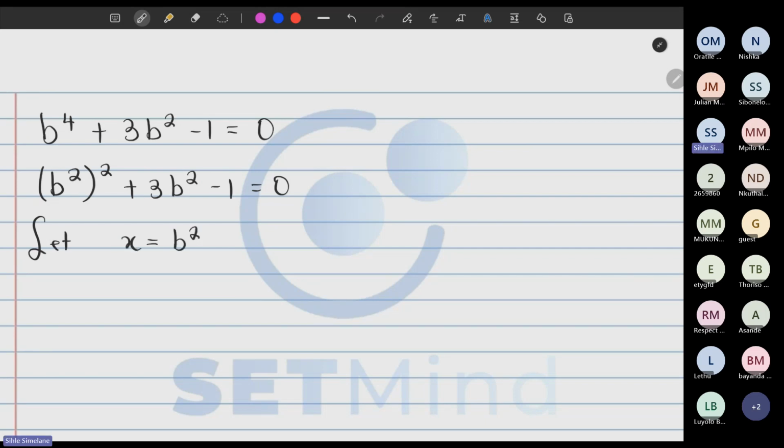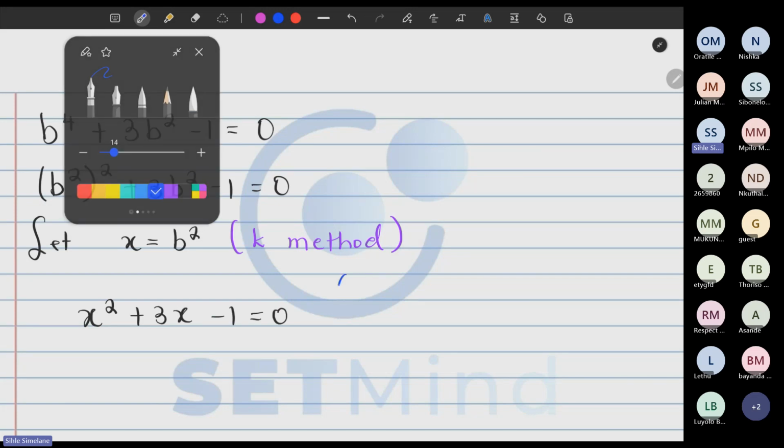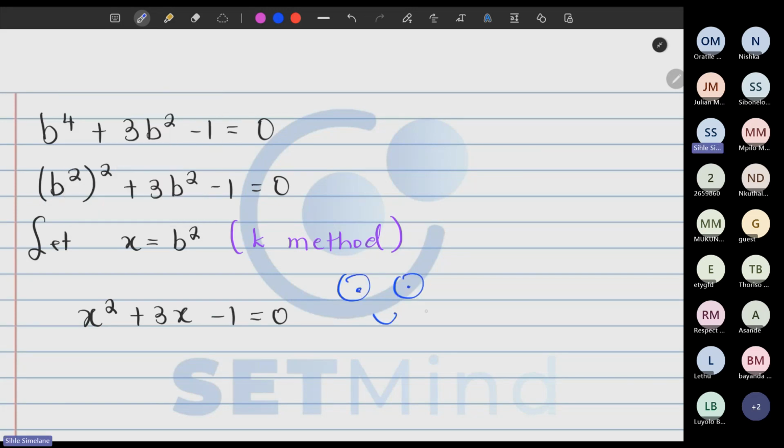So I can see that somehow I can write this using the quadratic equation if I let my x be B squared. Okay, some of you in high school, when you were doing such, I think it was famously called the K method, something like that. But instead of using K, I just chose X. It doesn't matter. So if we choose B squared to be X, our equation becomes X squared plus 3X minus 1 equals 0.